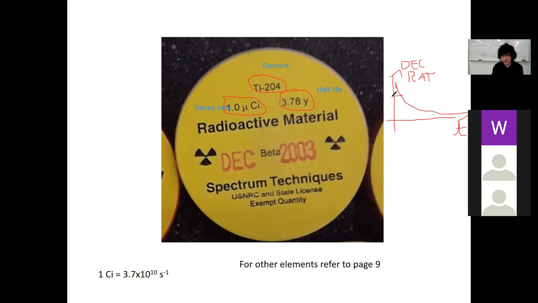So if this is rate 1, R1, and this is R2 here, the decay time is this time here. Let's call it tau.